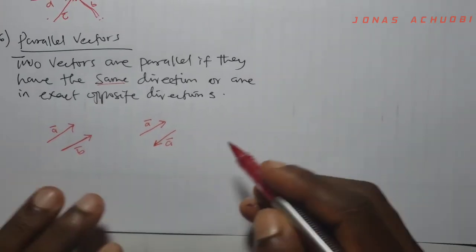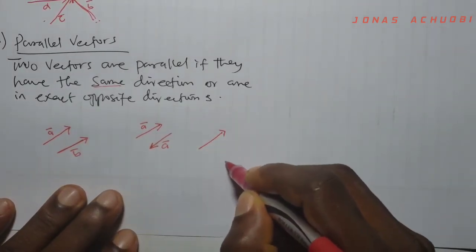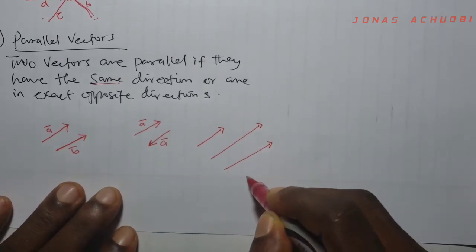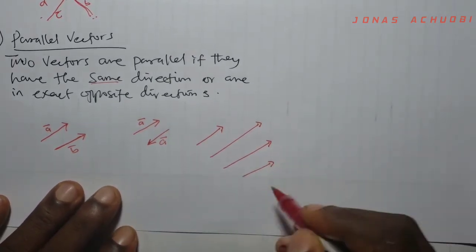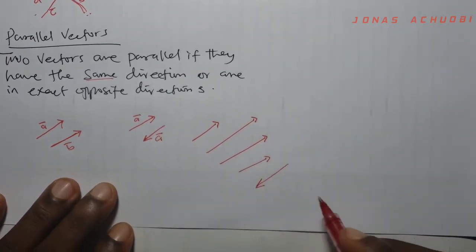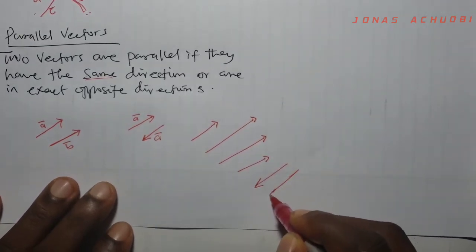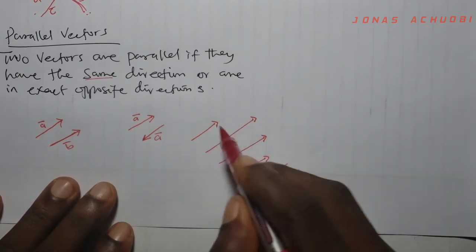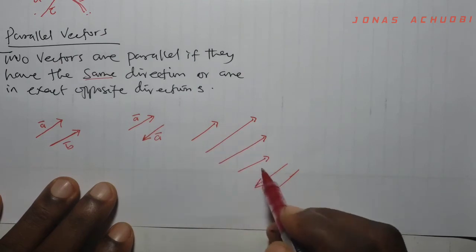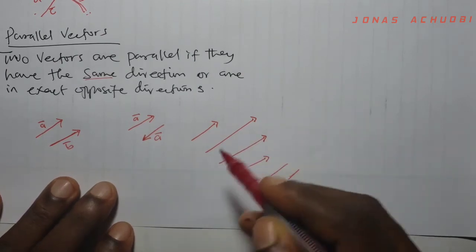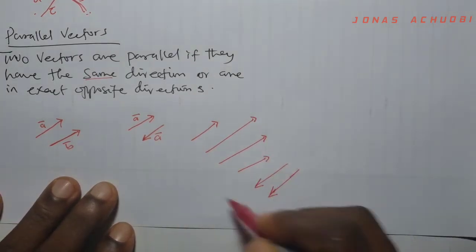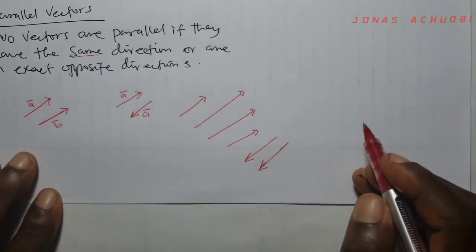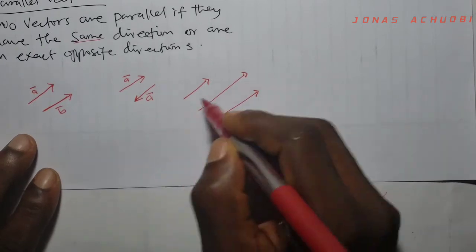And we can have more than two vectors. So if this is vector A, another vector, say vector B, another vector, vector C, another vector, say vector D, another vector this way, say vector E, say vector F. So vectors A, B, C, D, E, F. And if these vectors are all in either the same direction or in the exact opposite direction, then these vectors all will be called what? Parallel vectors.